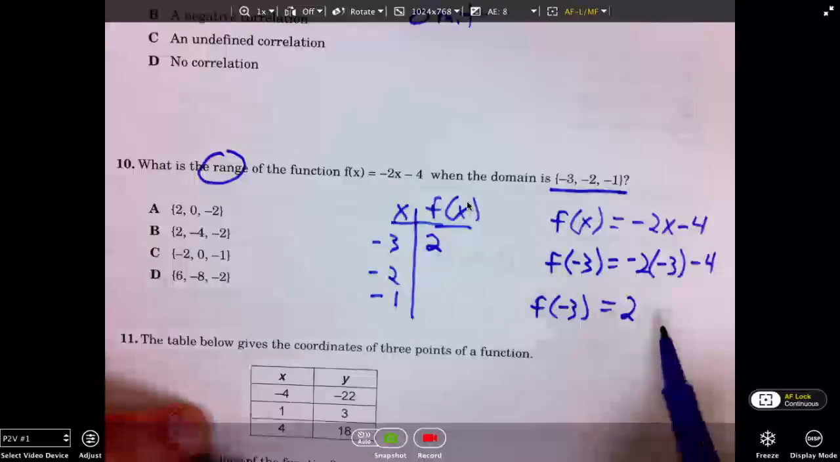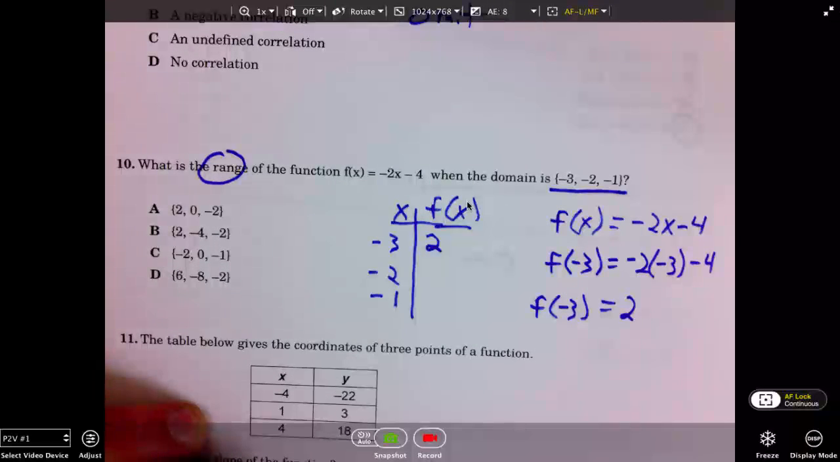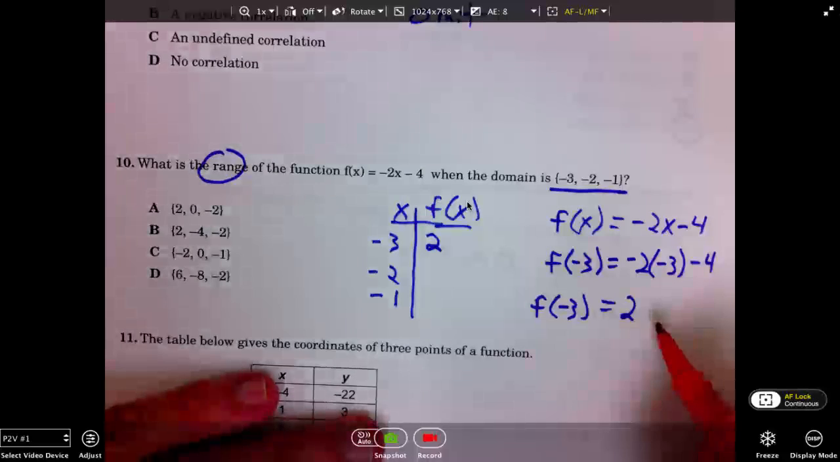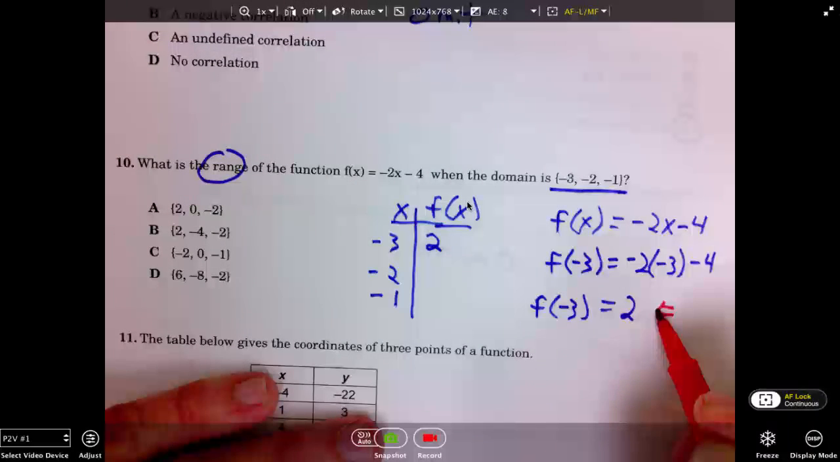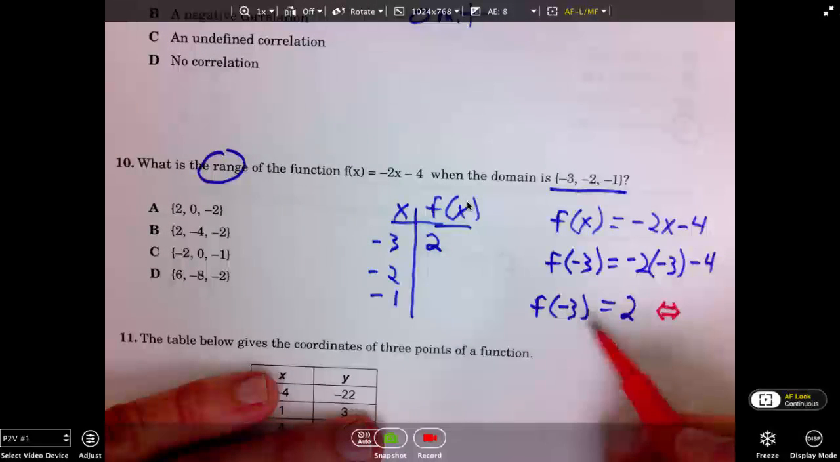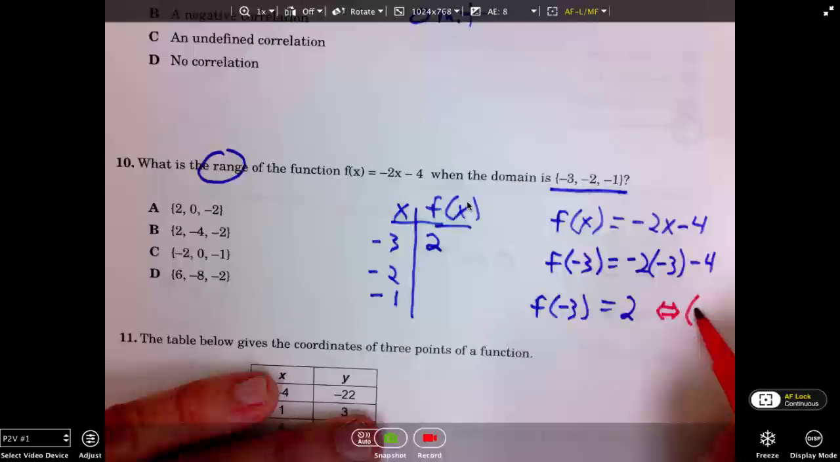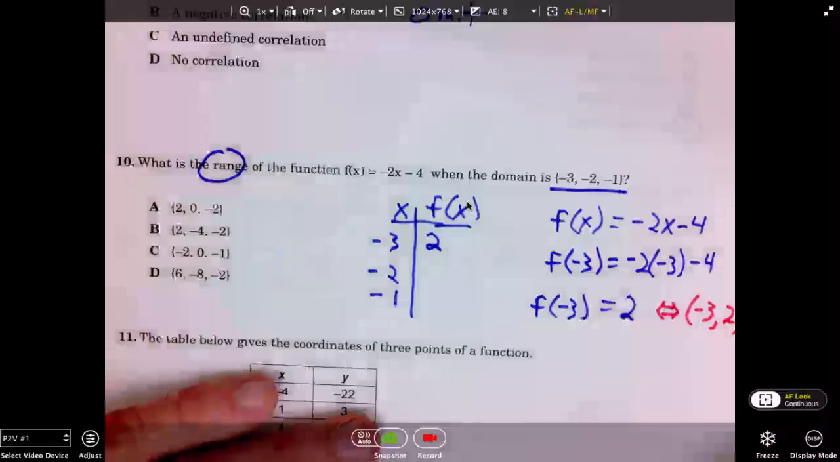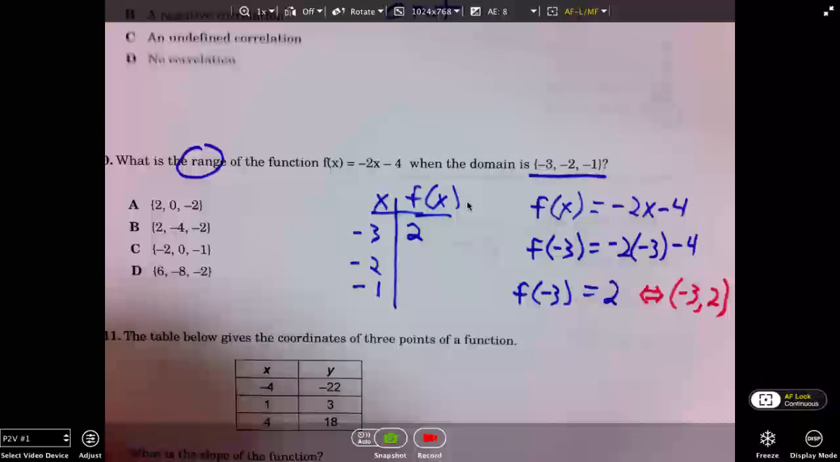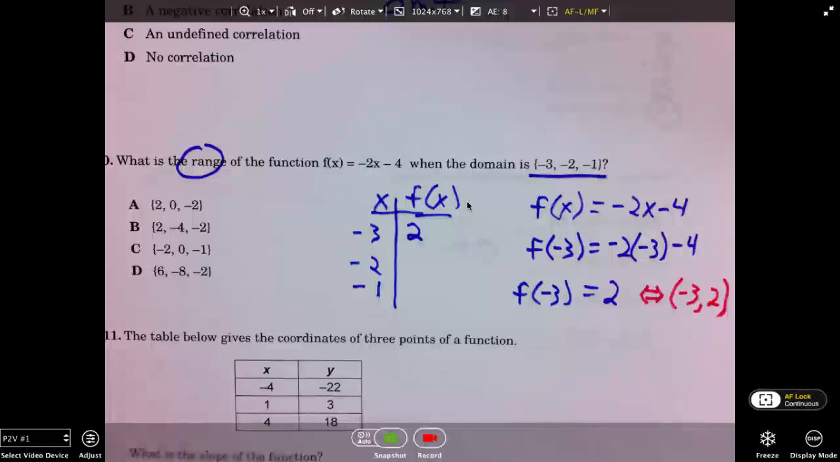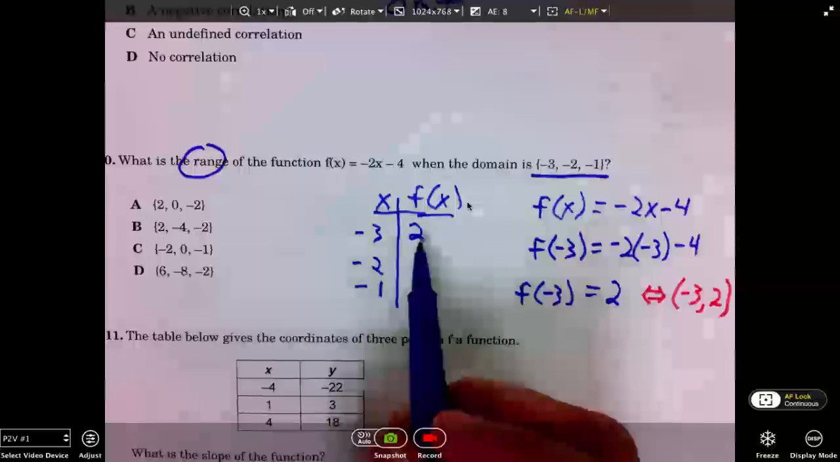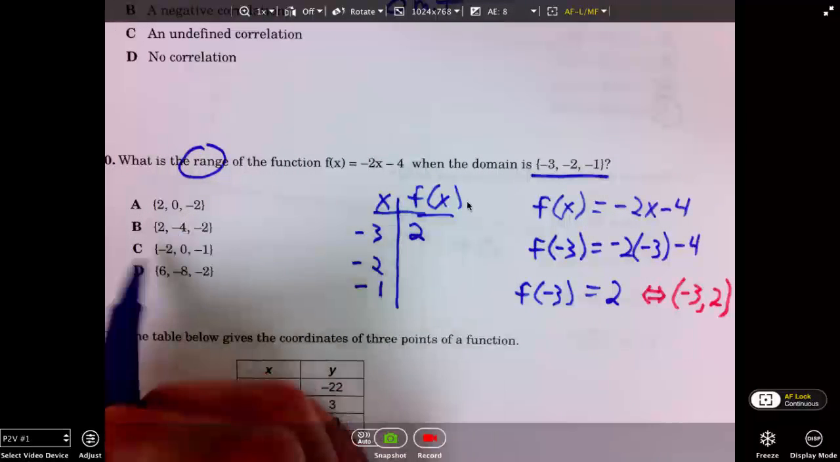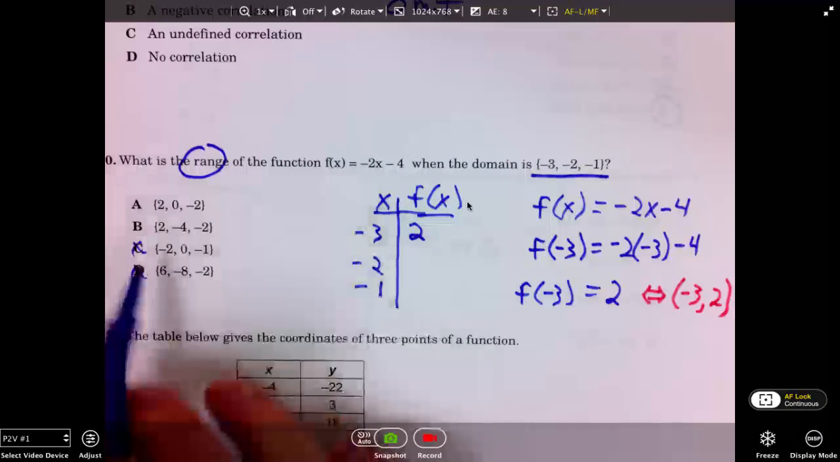Again, this function notation is an analog to our ordered pair. To say f of negative 3 is 2 is the same as saying when x is negative 3, y is 2. Alright. So we can see that we need 2 in our range. That eliminates C and D. It's going to be one of these.